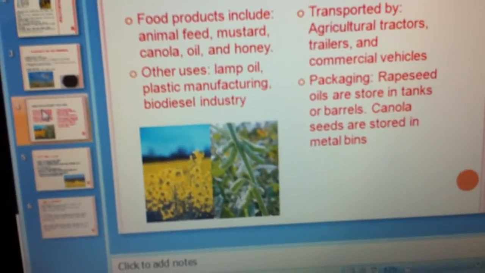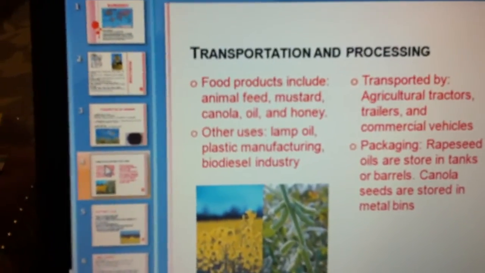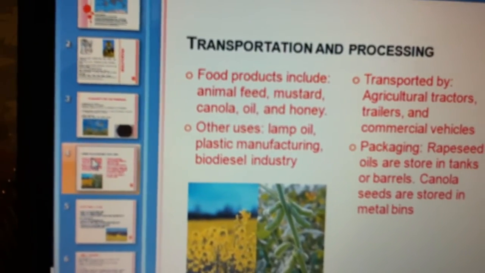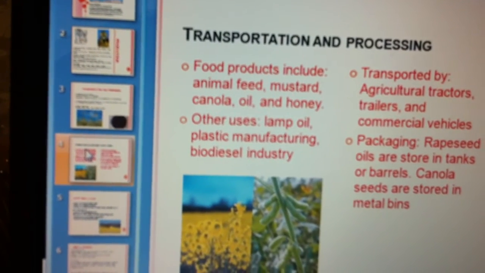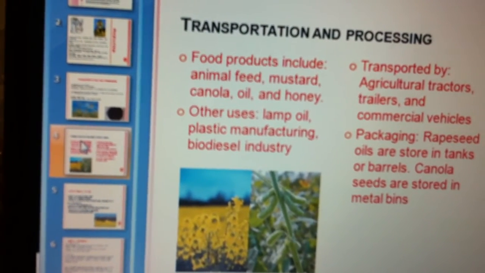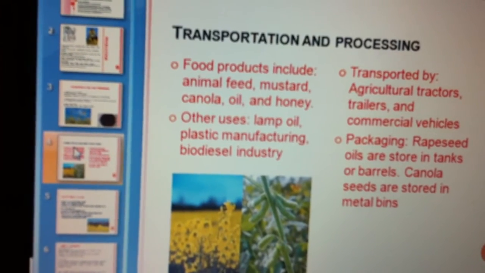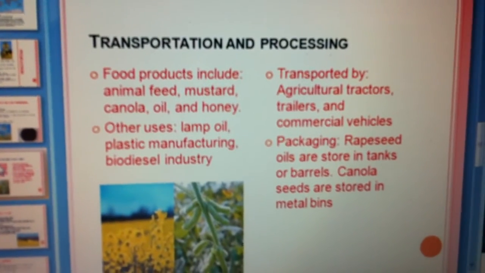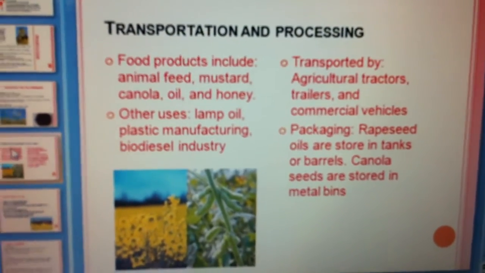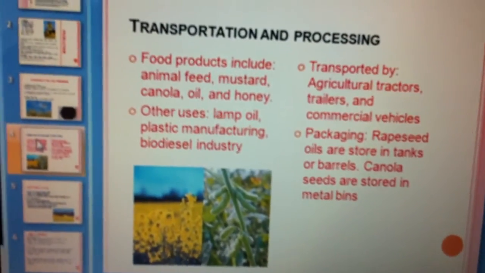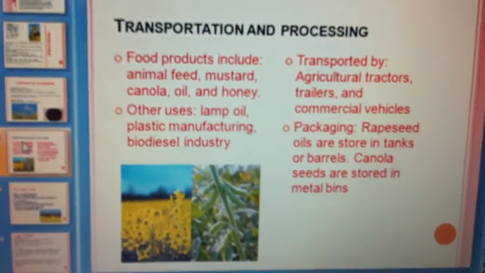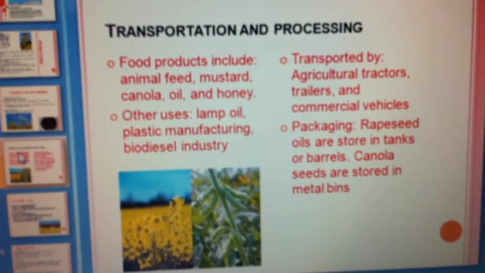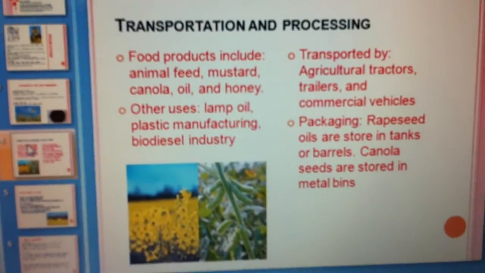To further expand on transportation and processing, some of the foods that derive from rapeseed are mustard, canola oil, and honey, and some non-food product uses include lamp oil, plastic manufacturing, and the biodiesel industry, which is very common in the European nations. It is transported by agricultural tractors, trailers, and commercial vehicles. Its packaging depends on whether you're packaging oil or you're packaging the seed. For the oil, you would store it in tanks and barrels, and for the seeds, you would store it in metal bins.